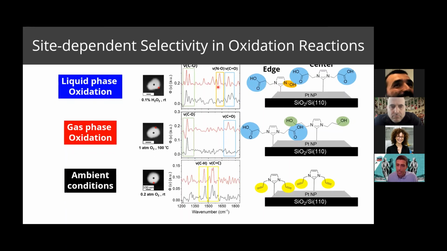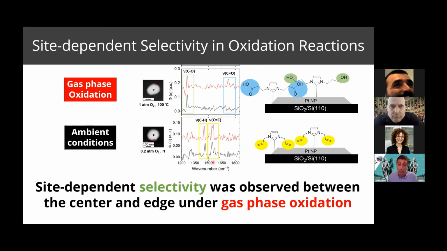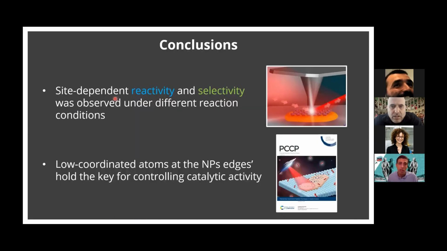But again, the important message to get here is that side-dependent selectivity was actually observed between the center and the edge under gas phase oxidation. And I want to sum up quickly. I know that we are out of time already. So side-dependent reactivity and selectivity was observed using our setup or our model system. And we attributed it to the existence of a high density of low coordinated atoms at the nanoparticle edges, and they may hold the key for controlling catalytic activity or for synthesizing optimized catalysts.